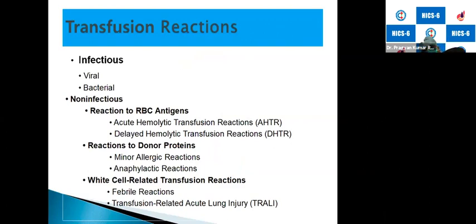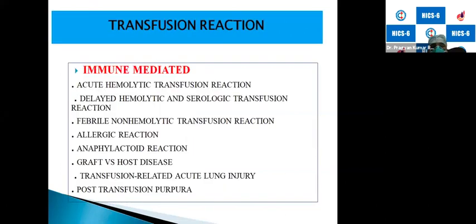Transfusion reaction, there are a lot of classifications. Majorly, if you divide it into infectious and non-infectious, transfusion reactions cause a lot of infectious elements like viral infection, bacterial infection. A lot of non-infectious things like reactions to RBC antigen, like acute hemolytic transfusion reaction, delayed hemolytic transfusion reaction, and minor allergic reaction, anaphylactic reaction, white cell related reactions like febrile reaction, transfusion related acute lung injury. All these things are possible. But broadly, for sake of understanding, it is easy to divide into immune mediated and non-immune mediated. So immune mediated reactions are a little dreaded and need urgent attention.